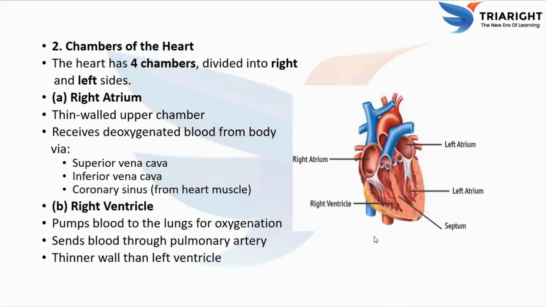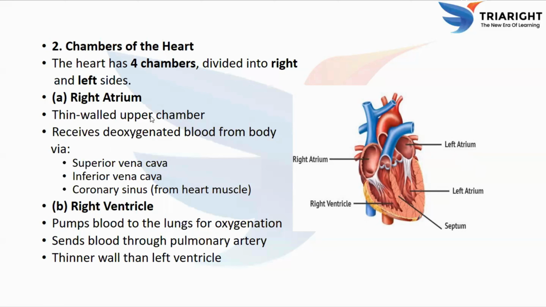So next, coming to the chambers of the heart. How many chambers does the heart have? Four chambers, right? The heart has four chambers, which are divided into the right side and left side. Each chamber has a special job to keep blood moving. On the slide, the diagram shows the heart cut open. You can see the right atrium, right ventricle, left atrium, left ventricle, and also the septum.